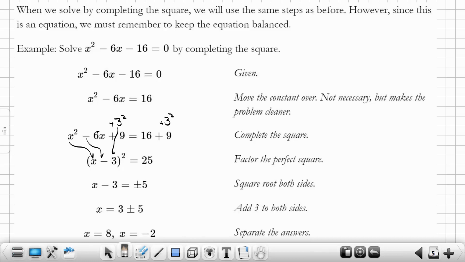Okay, any questions here, guys? Any questions? Completing the square? Guys, quiet down. Marisa?